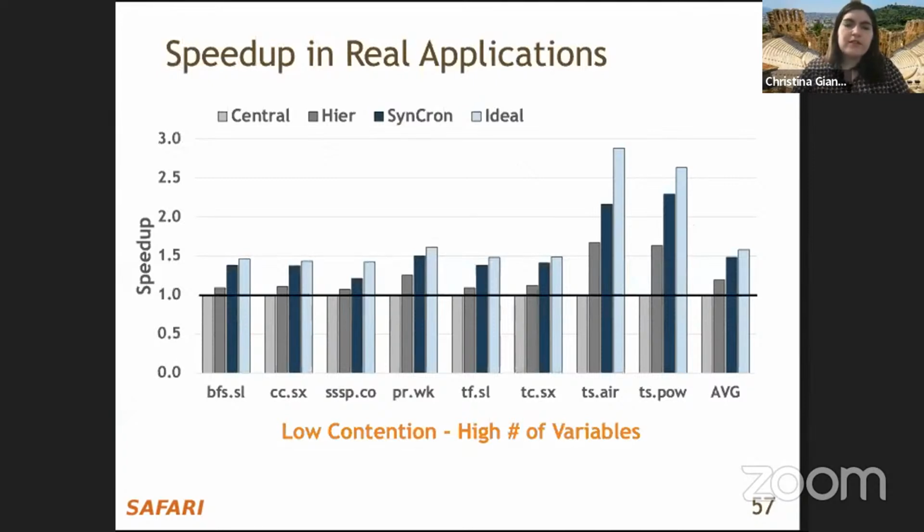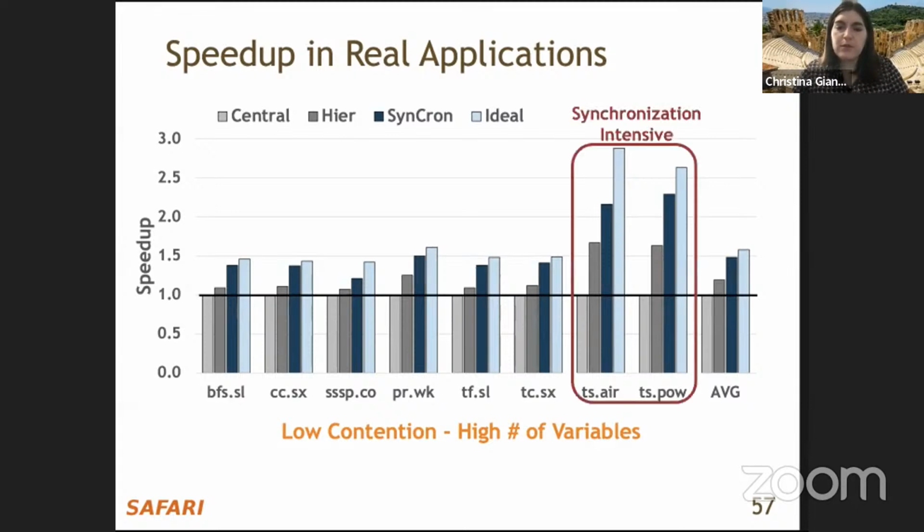Then we evaluate these four approaches using real-world applications, which include graph processing kernels like BFS, PageRank, and also we evaluate a time series analysis workload. All these data applications have a high number of variables. They are implemented using the fine-grained synchronization approach, and therefore we have low contention. And we find that in all these scenarios, Synchron significantly outperforms both Central and Hier.